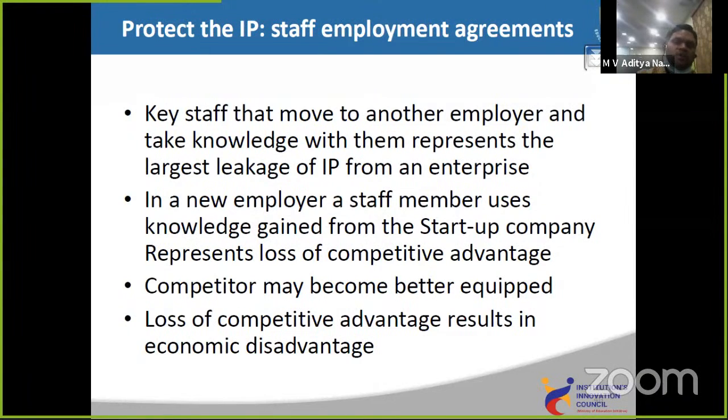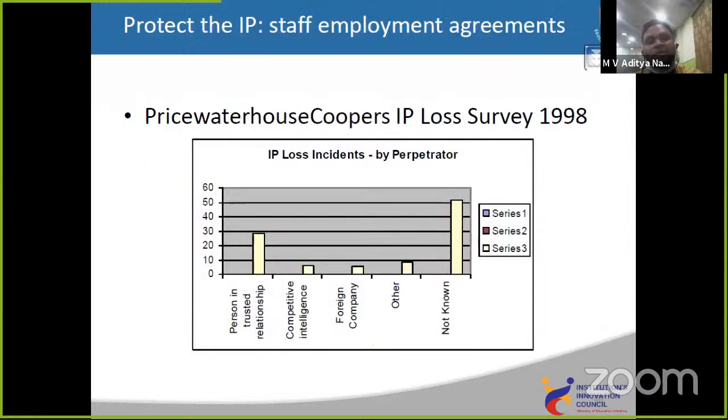Or in case you're recruiting a new employee from your competitor company, you must be very careful regarding the IP strings and proceed with that employee accordingly. The survey clearly says that the maximum amount of IP loss happens through persons in a trusted relationship, and due to the competitive intelligence of your company and other related concerns, such as a foreign company having better IP value protections and then execution and enforcement done by them in the form of patents, etc.